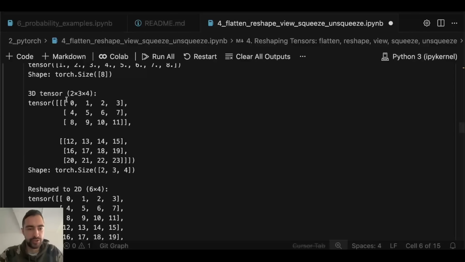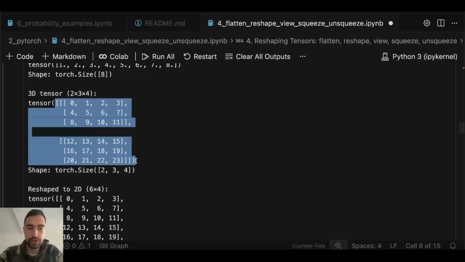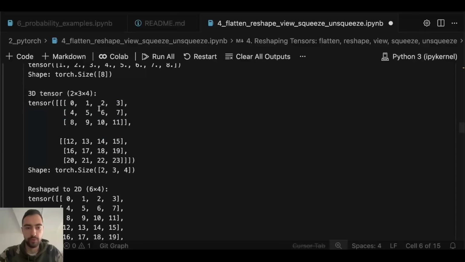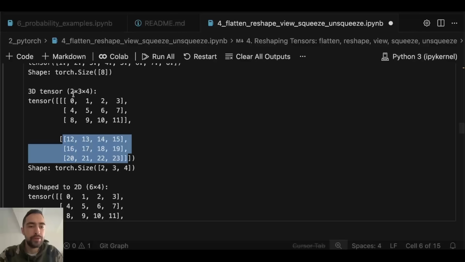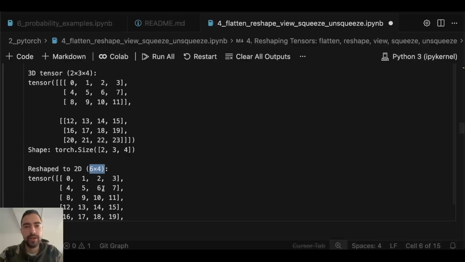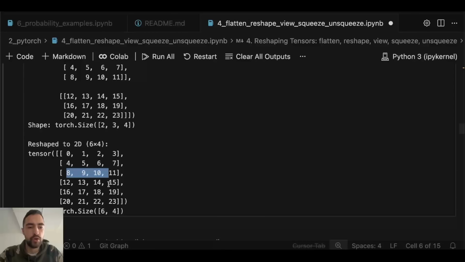Also, if we have a tensor 2 by 3 by 4, now I want you to understand what here is 2, what here is 3, and what here is 4. So you need to think about it. So this is 4, and then there are 3 of them, and then there are 1, 2 of these big ones. So you need to understand this. And we want to reshape this tensor to 6, 4. What is that going to do? That's going to create 6 rows, each row having 4 columns or 4 elements, so 4 columns.